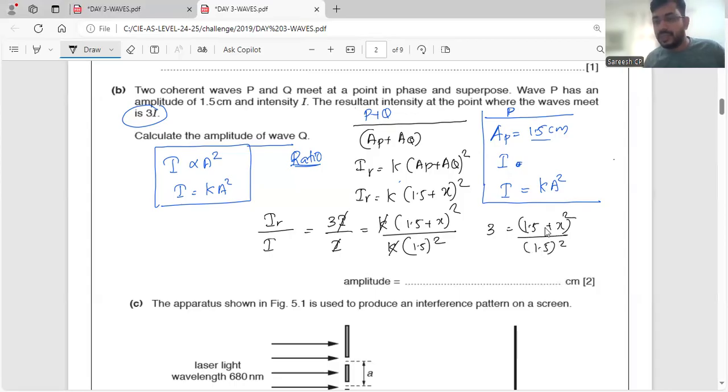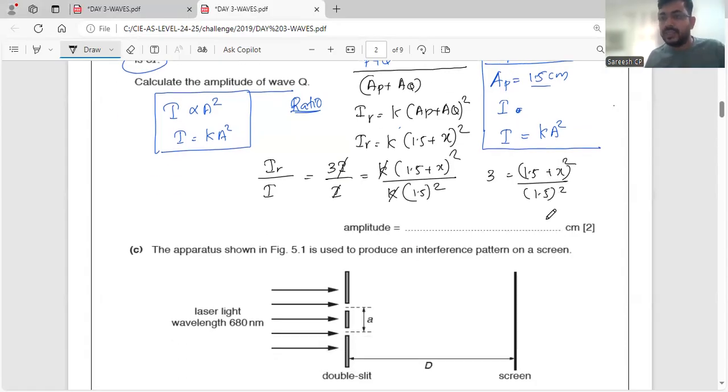From this one, you can solve it, and you can even use the shift solve method given in your calculator, or else simply solve it. Since both of them are squared, I just want to get rid of it, so I will take the root. Taking the root will take away all the squares. So root 3 equals (1.5 plus the amplitude of the other one) divided by 1.5.